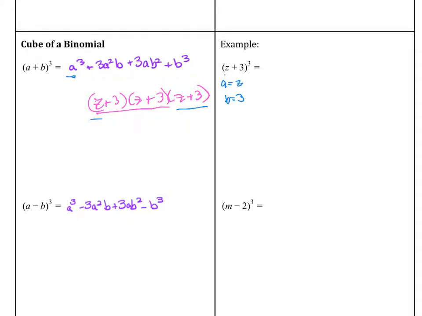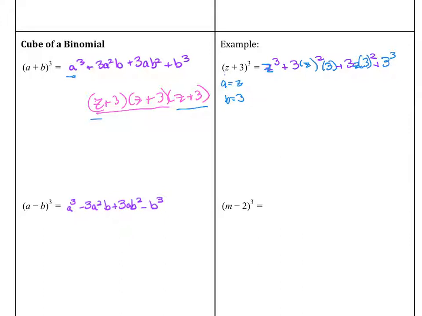So a cubed, that is z cubed plus, let's write 3, times z, and then that's squared, times b, which is 3. Then we have the pattern plus 3, and then a is the z, b is the 3, and then that is squared, looking at the pattern, plus b cubed, and b cubed is 3, so we're going to write 3 cubed. Okay, so notice where we plugged it in. We're just plugging the a and the b in there.